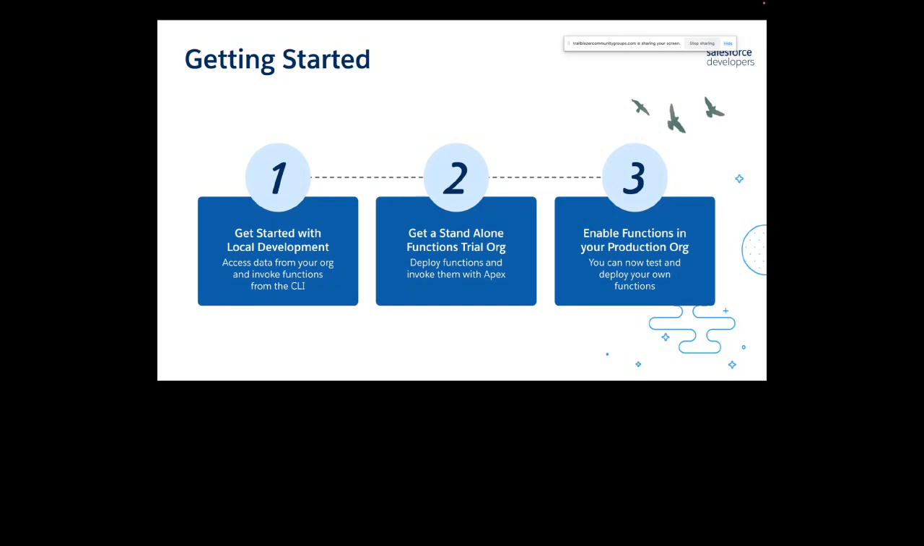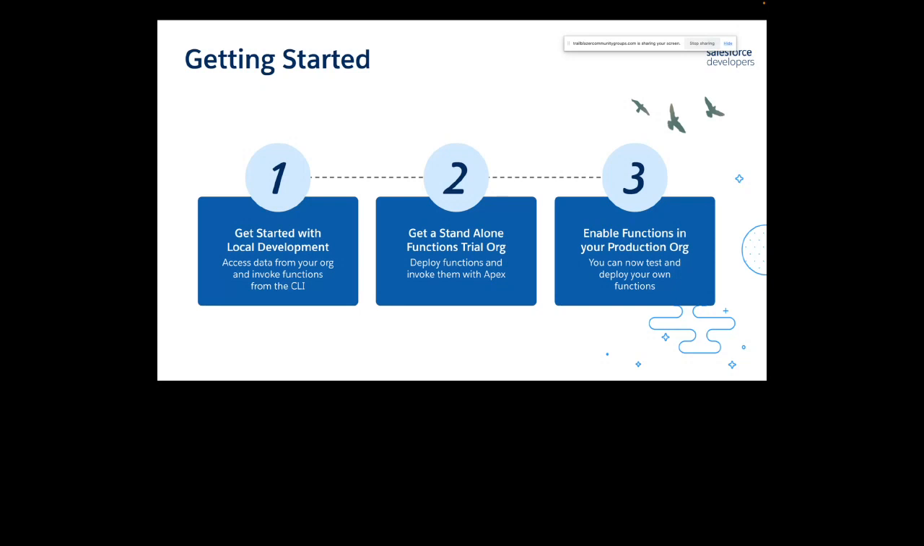a functions license. So typically, step number one, get started with local development, build your function locally, test your function, experiment with it, learn about functions. If everything looks good, then go ahead and take a trial version of functions, or talk to your account executive to get functions enabled on your own org, and then deploy these functions to Salesforce and use them in your own business logic. So that's typically the workflow that we recommend.